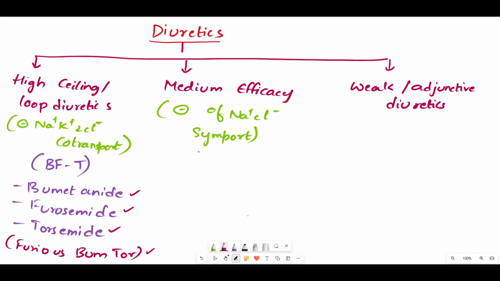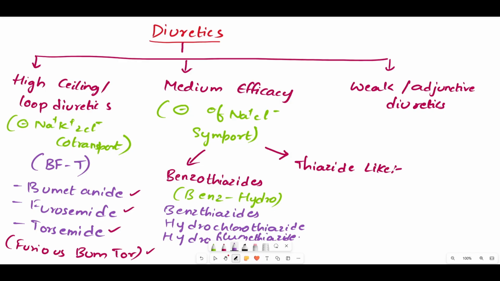This medium efficacy diuretics class is again divided into two subclasses. One class is called benzothiazides and the other class is called thiazide-like. Benzothiazides and thiazide-like diuretics. To remember the benzothiazides, remember it as hydrobenz, where hydro means it is hydrochlorothiazide, hydroflumethiazide, and benz means it is benzthiazide.